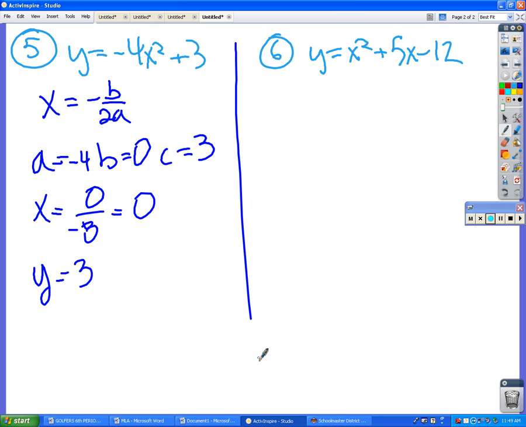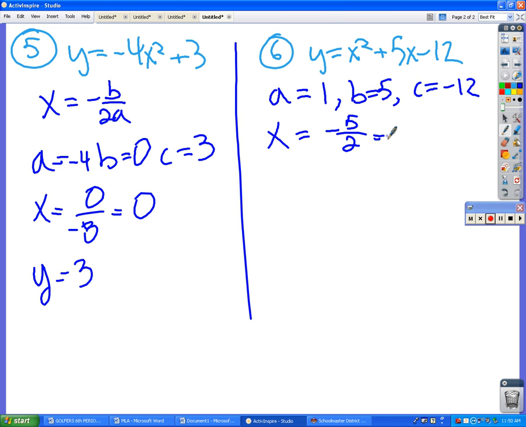All right? So same deal for this one. A is what? 1. B is 5. And C is negative 12. Very good. Thank you. So x is going to be the opposite of b, or negative 5 divided by 2a, 2, which unfortunately comes out to be a decimal. Wah, wah.